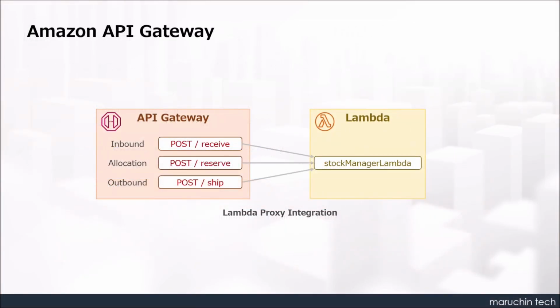Here are the APIs we will create this time. We will create 3 types of APIs: inbound, order allocation, and outbound. We assume that external users will execute these 3 types of requests against the system. Additionally, API Gateway has a native feature called Lambda proxy integration. This allows API Gateway to pass the received request information as is to the Lambda event object. This enables the Lambda function to easily grasp the entire content of the request.